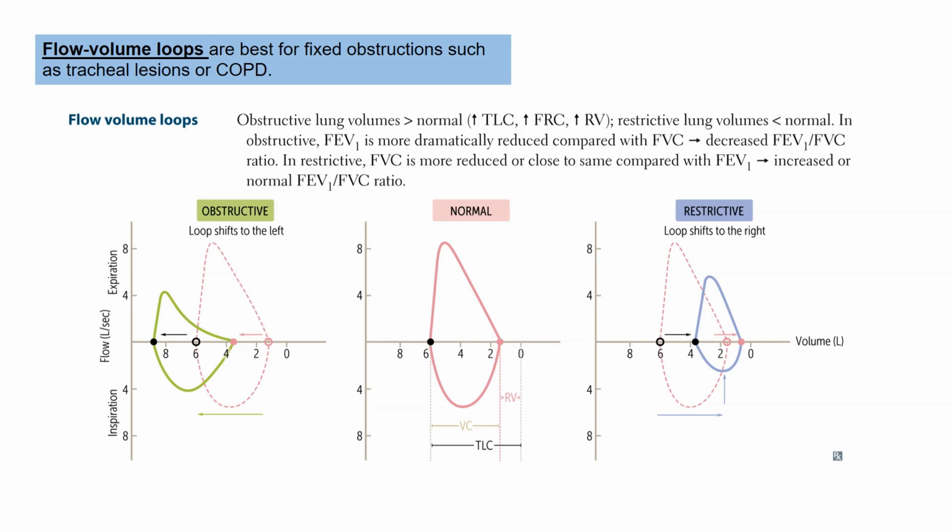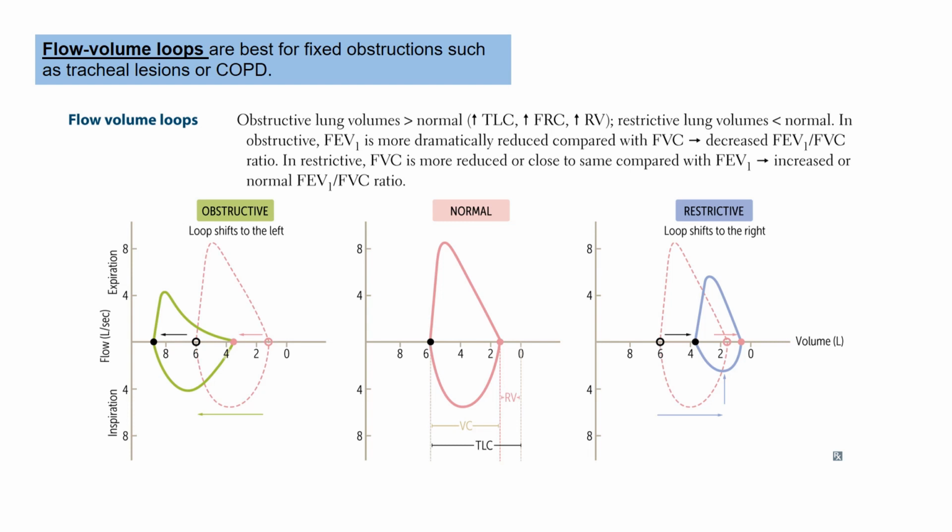When we perform the flow volume loops in a patient with COPD, you will find that the patient will have obstructive lung volumes. The obstructive lung volumes are more than the normal lungs. That's called shifting to the left. All the volumes are increased, while in the restrictive diseases, all the volumes are reduced, and the loops will shift to the right.